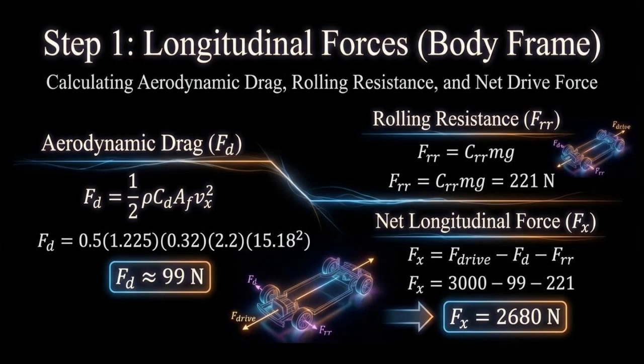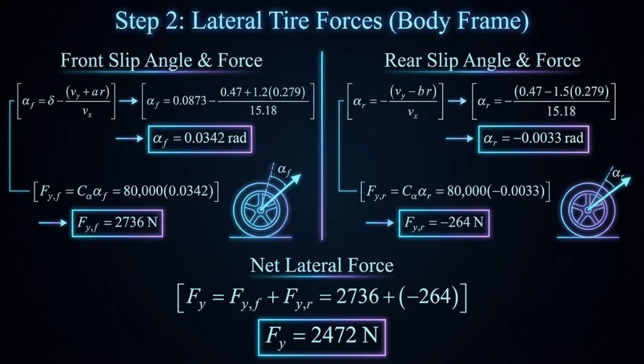Aerodynamic drag is calculated using dynamic pressure and equals 99 newtons. Rolling resistance based on tire normal load equals 221 newtons. Both resistive forces are subtracted from the drive force of 3,000 newtons. This gives a net longitudinal body frame force, Fx, equals 2,680 newtons, which accelerates the vehicle forward.